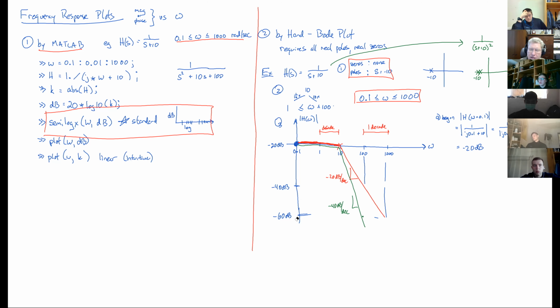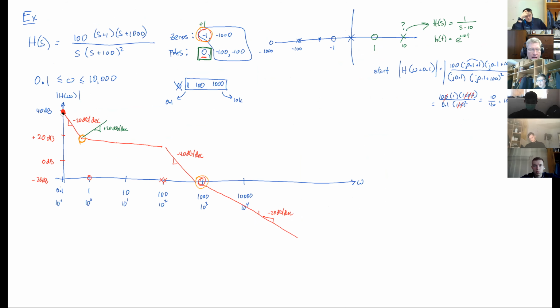If you see that MATLAB throws up a diagram that looks like this, and we say, hey, we want the same shape, but we'd like to raise this section here by say 20 dB.